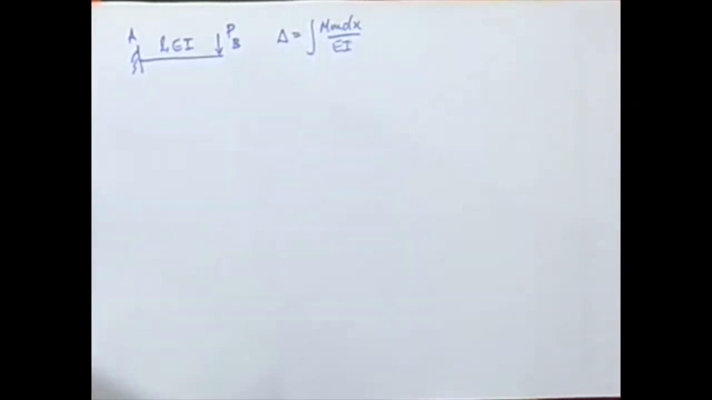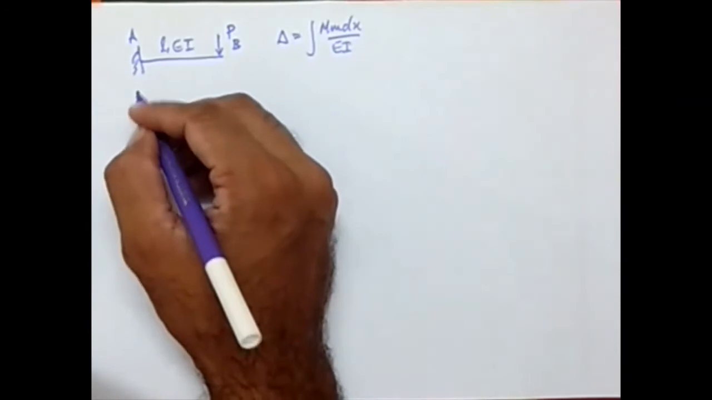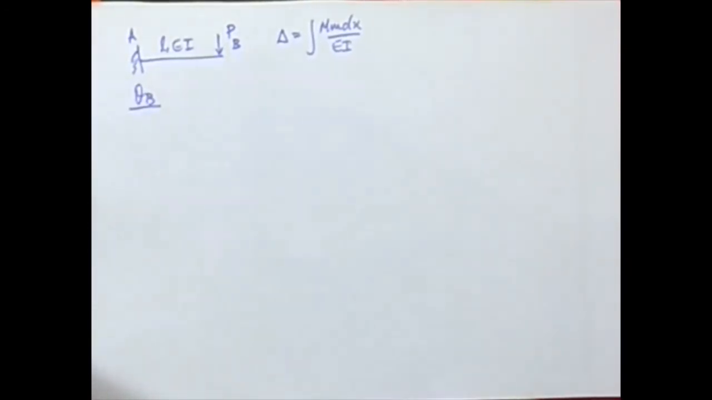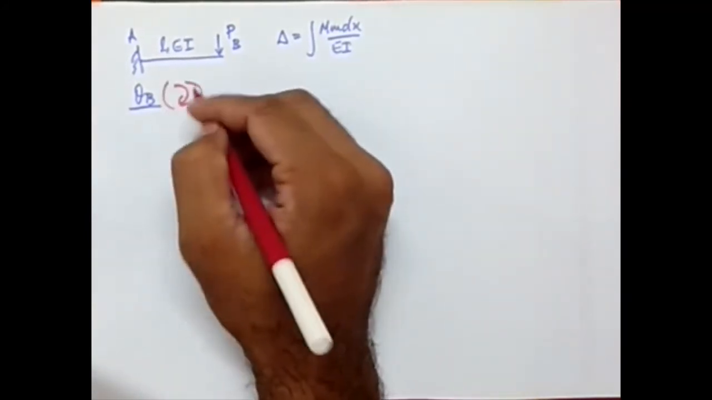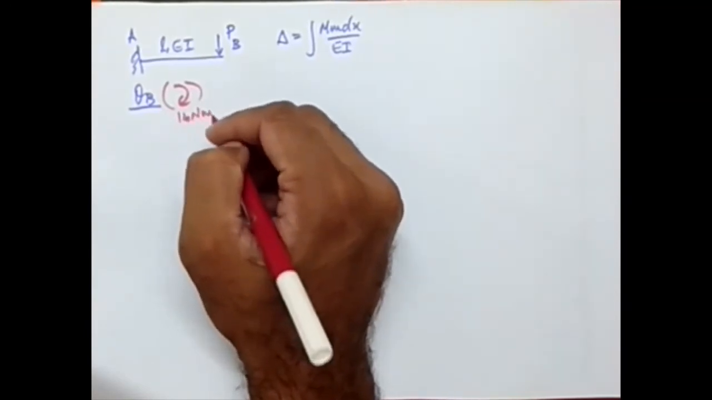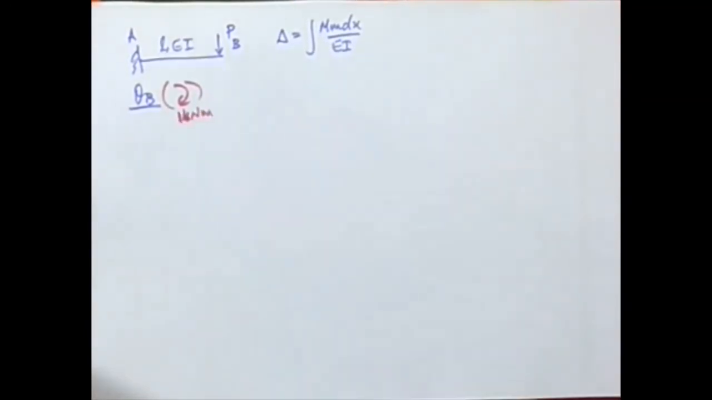Now here we want to calculate theta B, rotation at the point B. So if you want to get rotation, the unit load that we want to apply is a moment having magnitude 1 kilonewton meter. Fine. So let's go step by step.